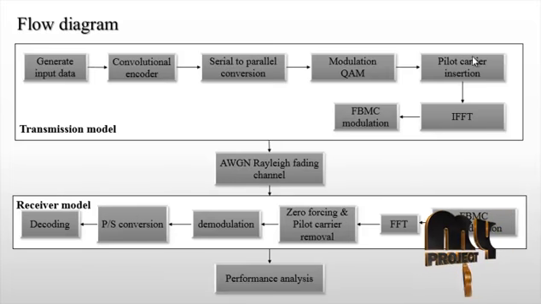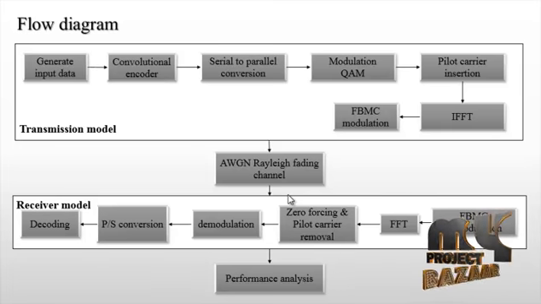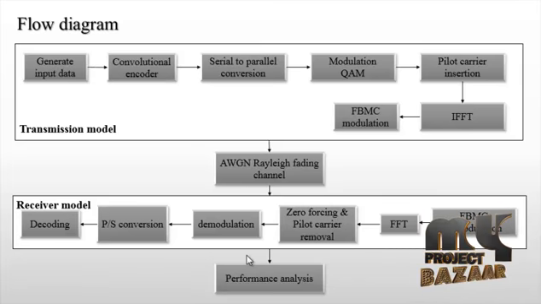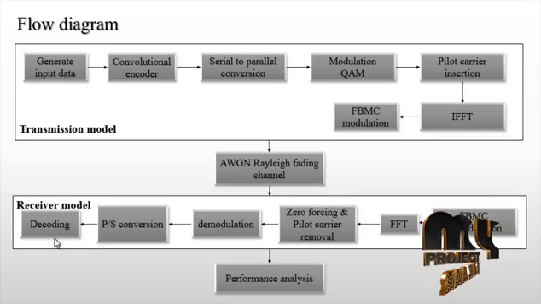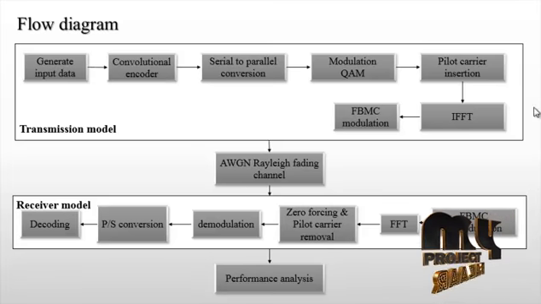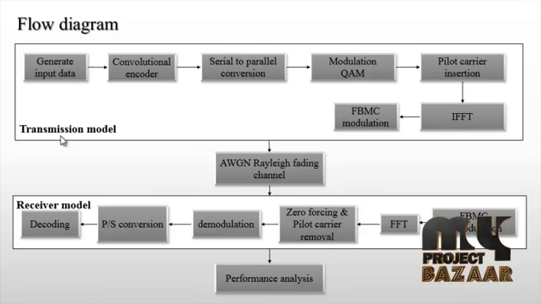The receiver model is the inverse of the transmission model. It has FBMC demodulation and then FFT, adding zero forcing and pilot carrier removal. Demodulation occurs using QAM demodulation, then parallel to serial conversion, and finally decoding. Finally, the performance analysis is done by calculating the bit error rate and the symbol error rate. Now let us elaborate on the transmission model.